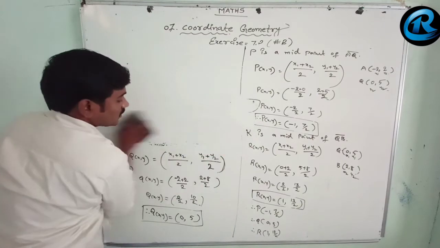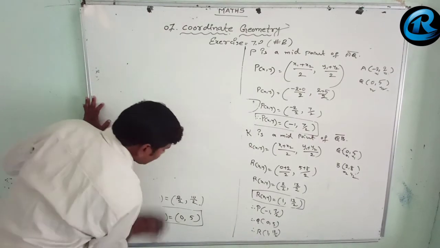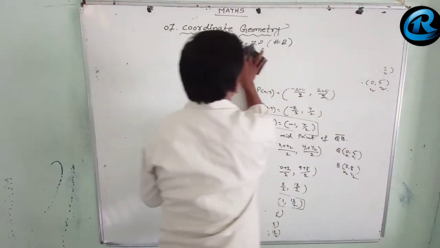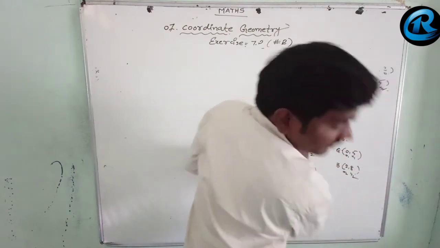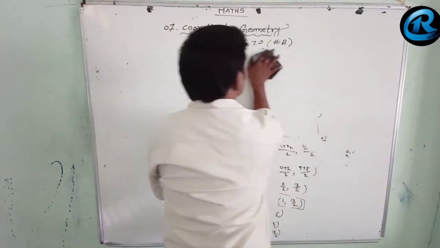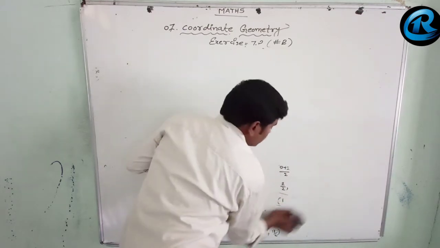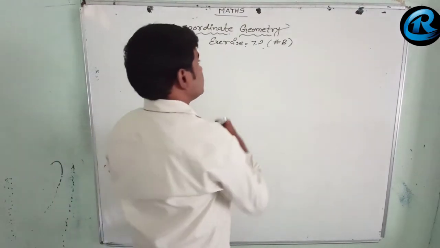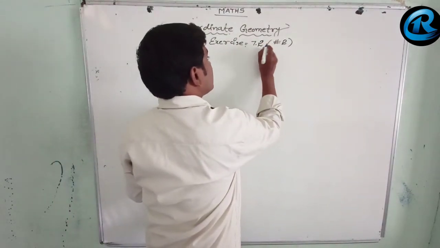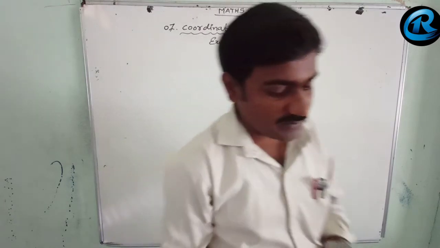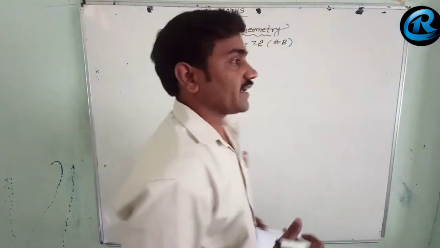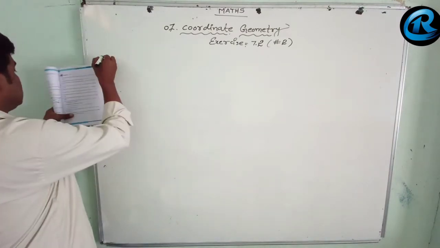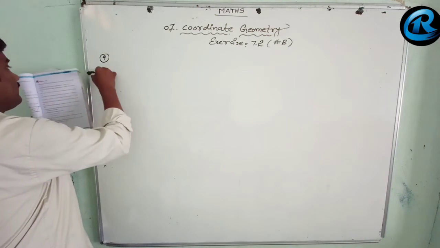Now we'll solve question number 9. This question number 9 is based on the section formula again, but algebraic expressions are given here, like a plus b and a minus b. Instead of giving points as numerical numbers like 2, 3, 4, 5, they have given alphabets.